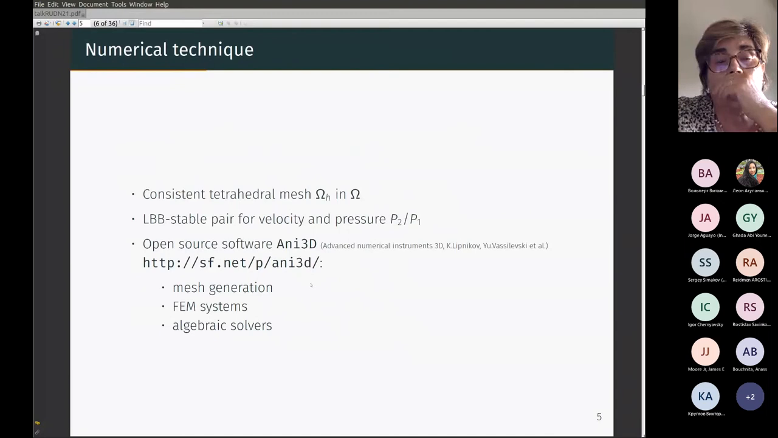The numerical technique for solving these equations is based on consistent tetrahedral mesh in the reference domain. We shall use LBB stable pairs, pair of velocity and pressure. The velocity finite element space are continuous piecewise quadratic functions, and the pressure finite element space is continuous piecewise linear functions. We discretize these equations using open source software Ani3D, which provides mesh generation tools, finite element systems of different types, and algebraic solvers.